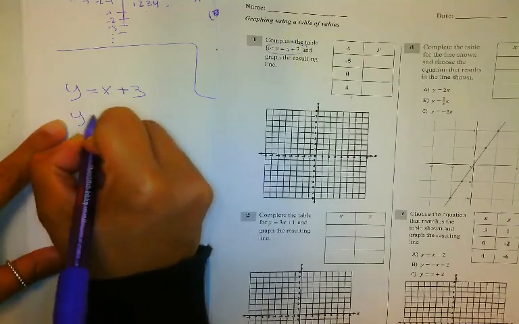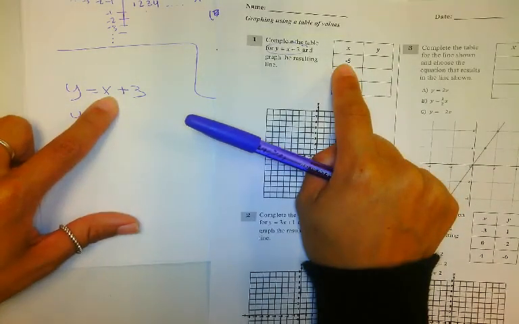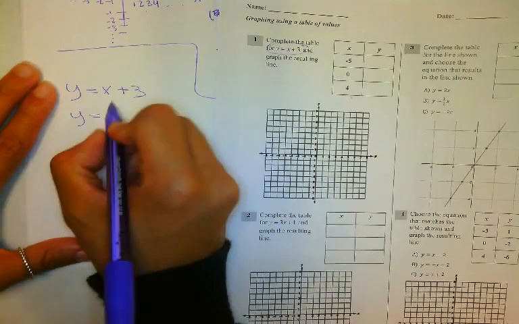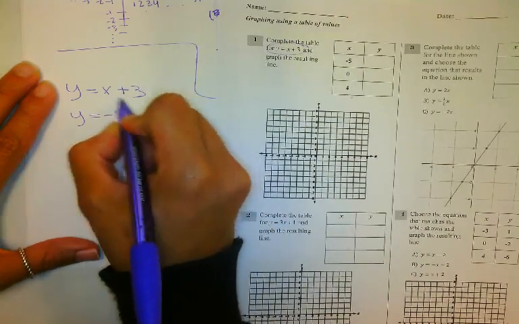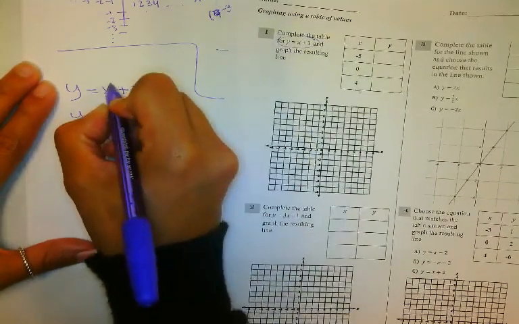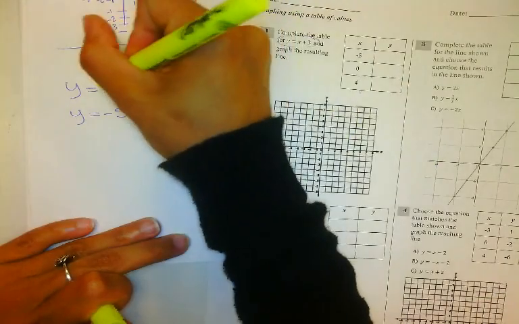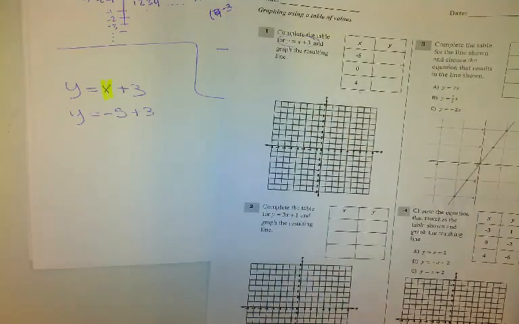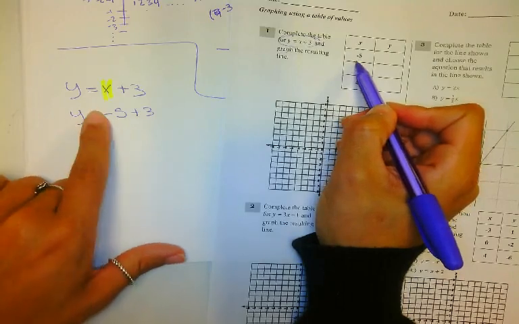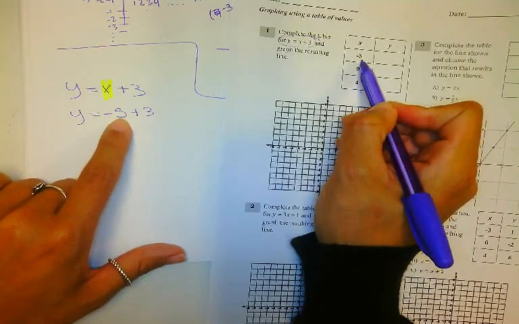Y, we're just going to rewrite the equation, equals x. They gave me the x. The x is negative 5. So negative 5. And then I put this plus 3. All I did was I substituted my x that they gave me in my equation. That's all I did. I plugged it in, okay?